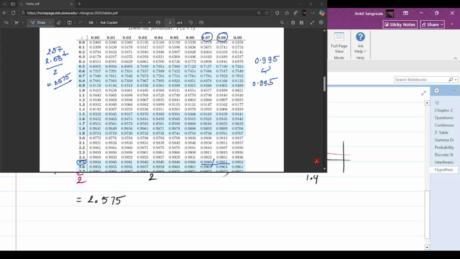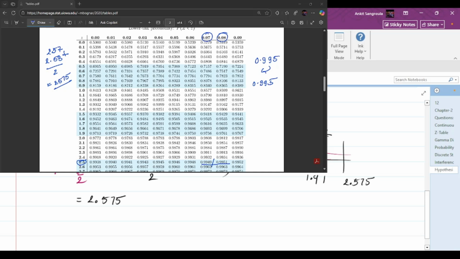the value that you obtained previously, which is 1.41. All right, the value that you obtained is 1.41, and then you get here 2.575. Then again you see that it is accepting the null hypothesis. That means now the strength has not changed, right?